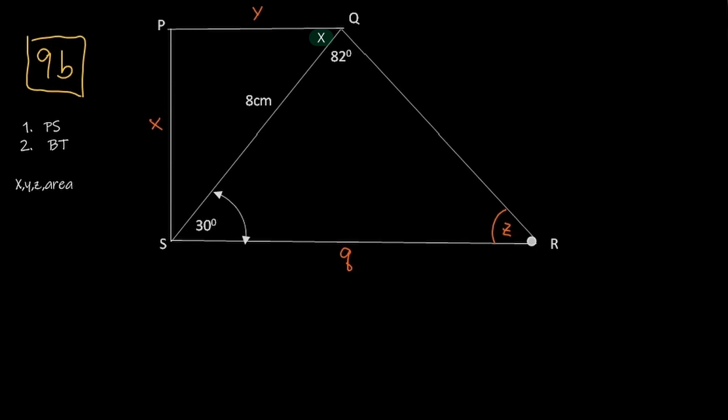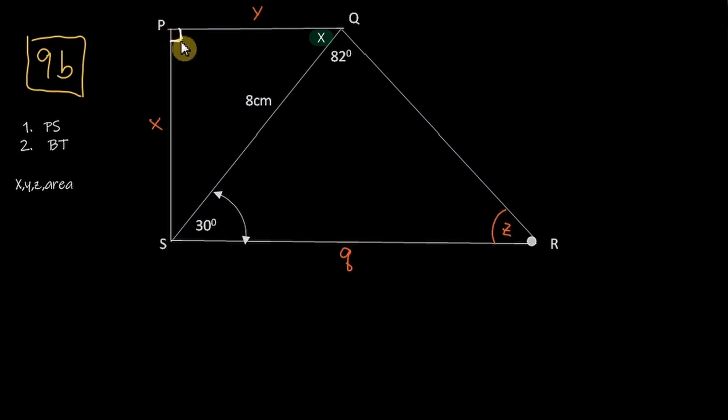So we need to find X, we need to find the side Y, we need to find the angle Z, and we need to find the side Q. So let's do them in order. In the first instance, let's find angle X. And if you notice, angle X is a part of a right angle triangle. This is given as 90 degrees.